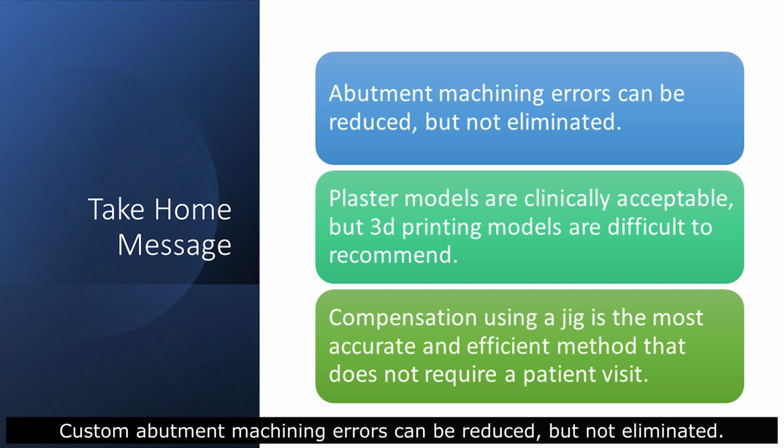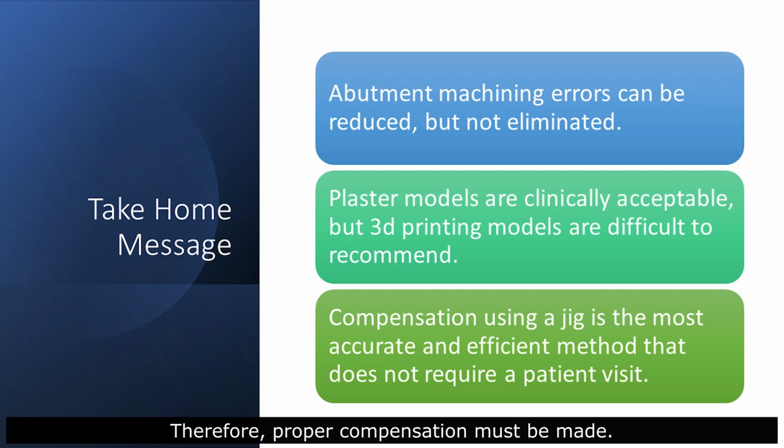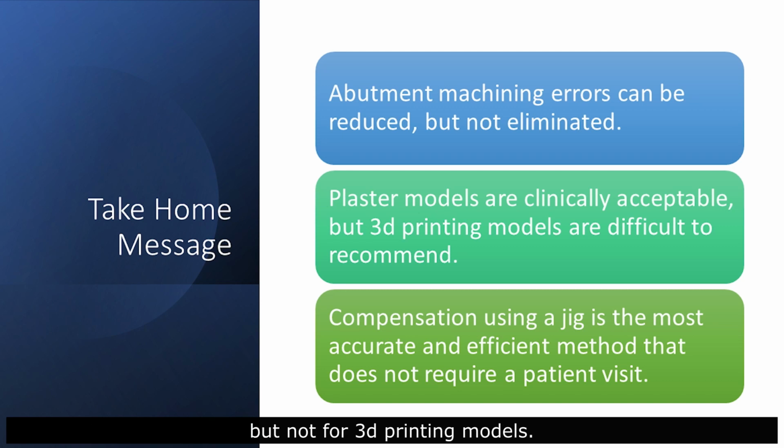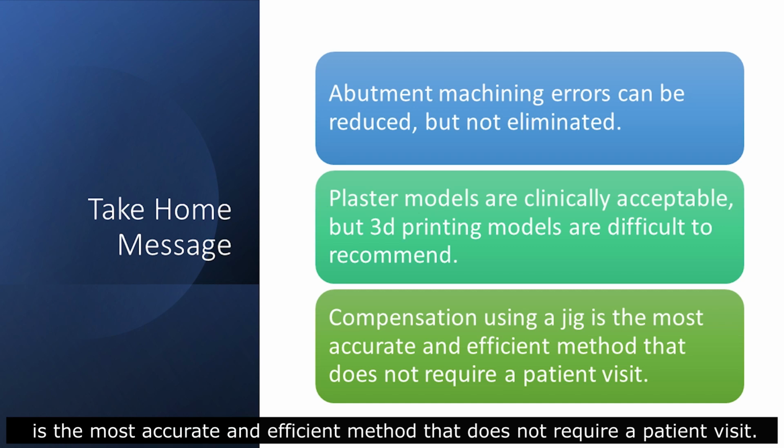Custom abutment machining errors can be reduced but not eliminated. Therefore, proper compensation must be made. Such compensation is clinically acceptable for the traditional plaster models, but not for 3D printing models. The compensation method we introduced today utilizing a jig is the most accurate and efficient method that does not require a patient visit.